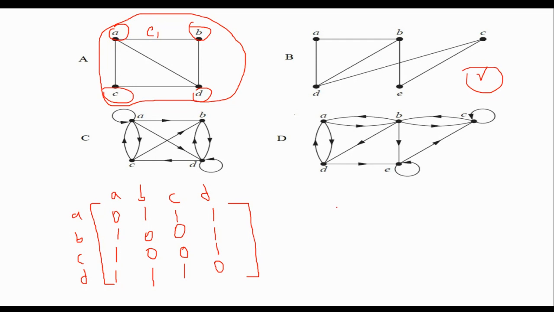Let me also tell you that for your adjacent matrix, you should be careful. How many vertices do you have? You have five vertices. So your adjacent matrix should be 5 by 5, not 4 by 4.